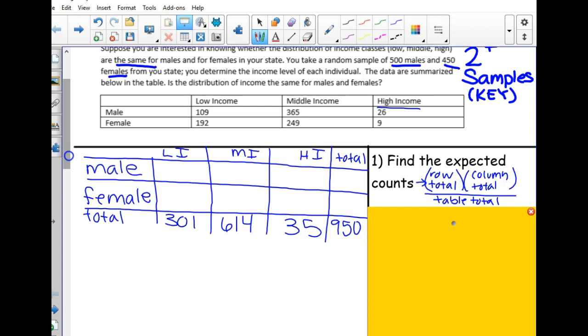Now I need to figure out the total number of males by adding across or doing what? Where else can I find the total males? Yeah, in the problem it states that it's 500. And then I'm going to add across again on the female rows, and that's 450. And now I'm going to assign some of you to help me out so it doesn't take as long.